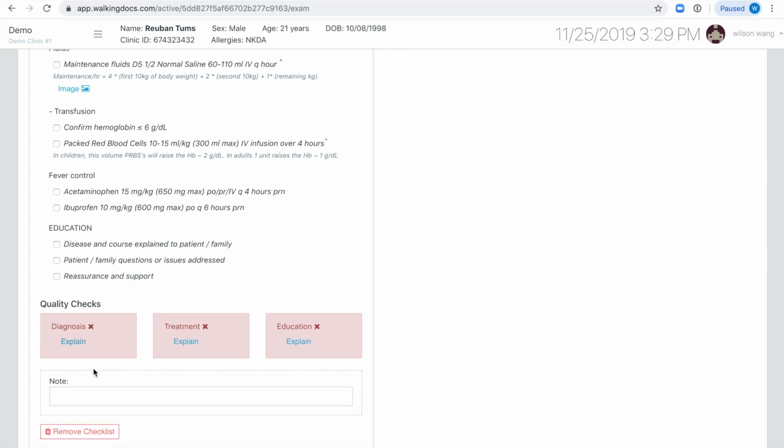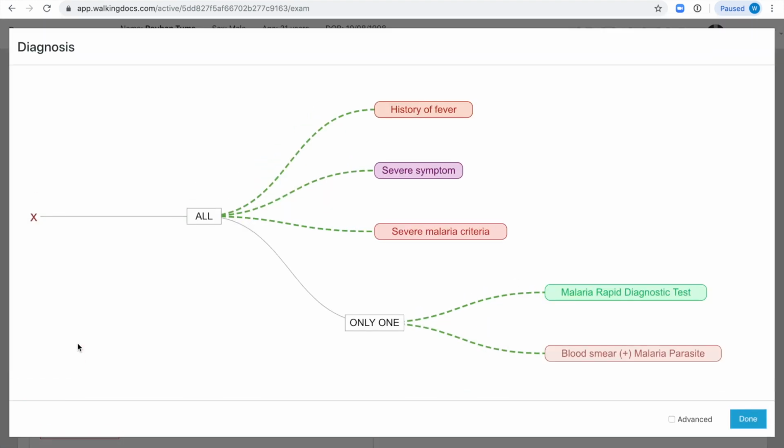At the bottom of this and most other WD checklists lie 3 quality care assist rectangles. These rectangles light up green when the provider has successfully documented evidence-based care with regards to diagnosis, treatment, and patient education. In the case of Tums, the system is saying that the diagnostic criteria for severe malaria has not been met. By clicking on the rectangle, one can see why.